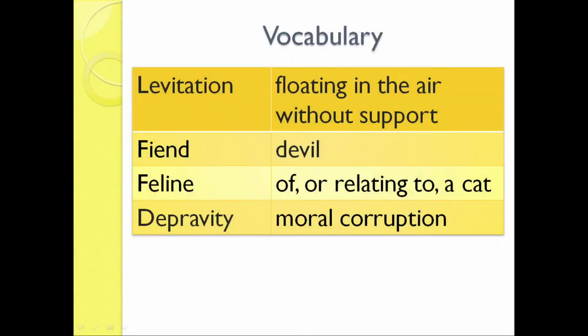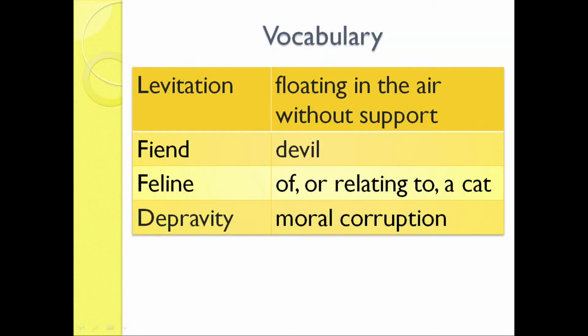Next is levitation. You can look at your screens now, it's there. Levitation, floating in the air without support. So, that means he has agility in his body. Then fiend, devil, or we can say rogue, or we can say enemy or a criminal. Feline, belonging to cat family. And depravity is moral corruption.